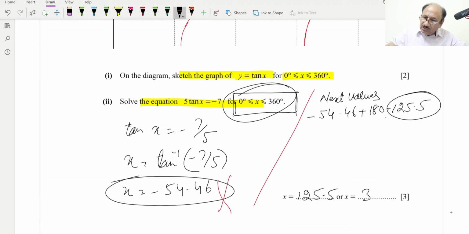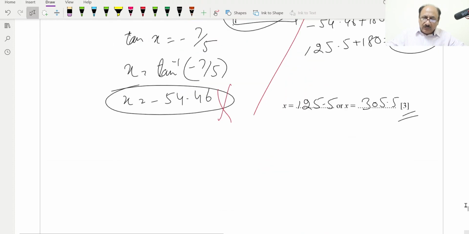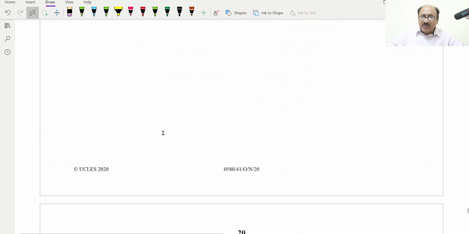So 305.5, and we can show this: 125.5 plus 180 is equal to 305.5. This is a very easy 3 marks question. If you know the technique, then it is very easy for you.